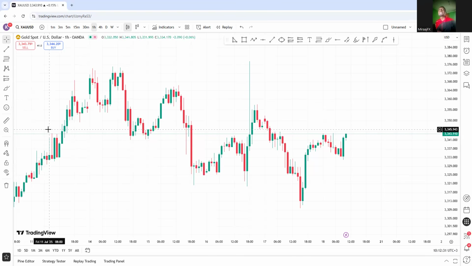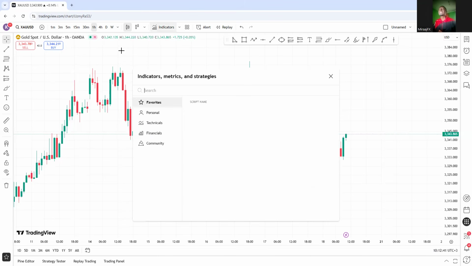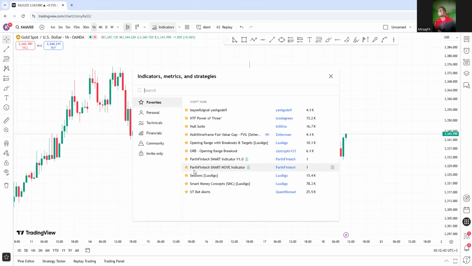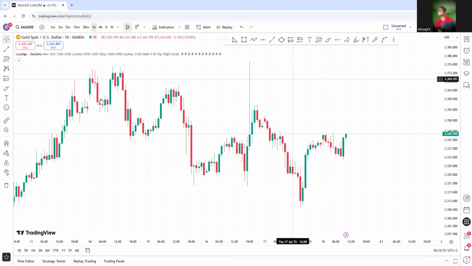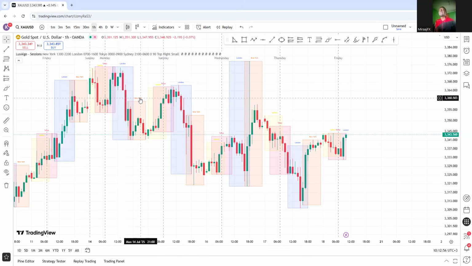Once you select the session and the particular asset that you want to trade, you also need to understand that you will need 2 different indicators. The very first indicator that you're going to need is this one here. It is called Sessions by LuxAlgo. You just click on it once, and it is going to give you all the different sessions that are available for you to trade.